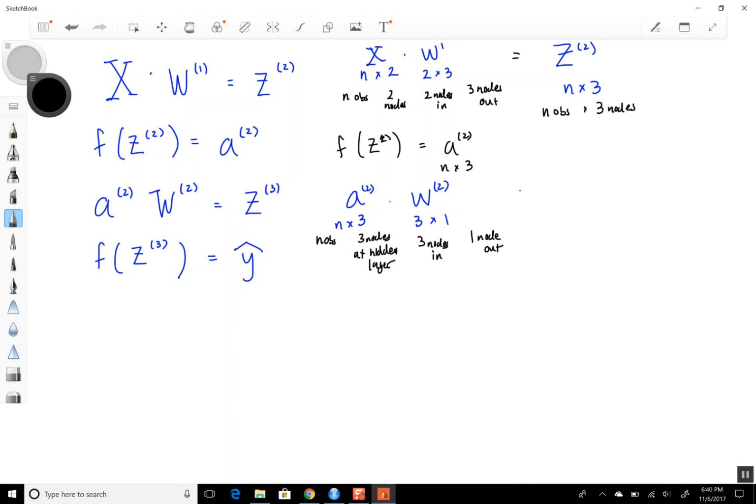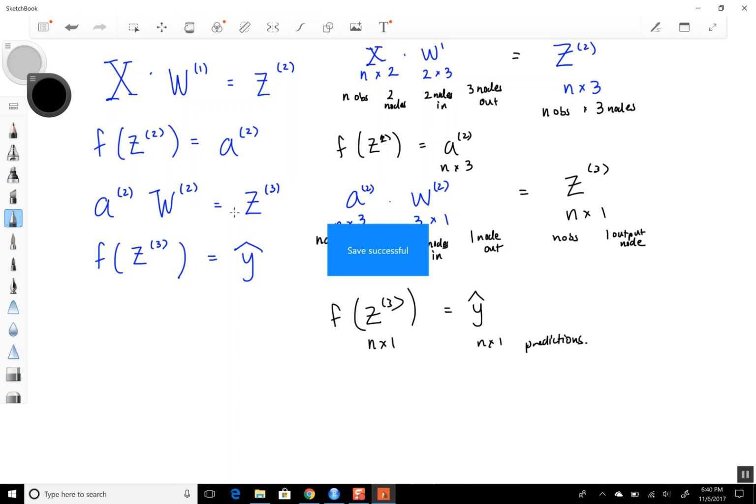So the result of multiplying this is going to be Z3, which is going to be n by 1. N observations and 1 output node. And then we apply the function to Z3, which is n by 1, and we will have n by 1 predictions. So let me ask, is this okay? All the dimensions of each matrix being multiplied together? I know it's a lot.